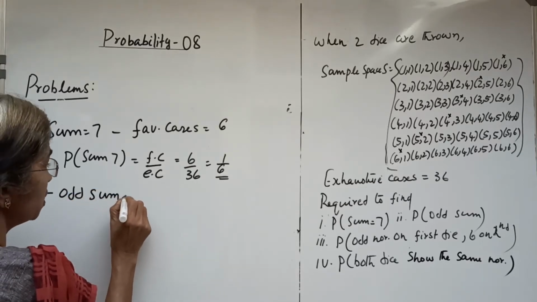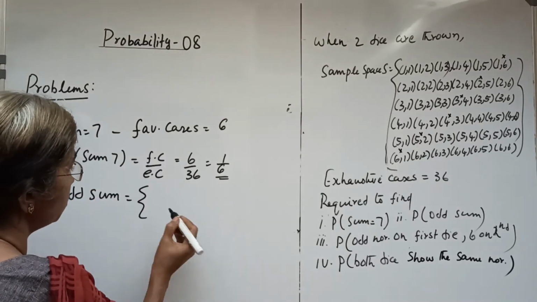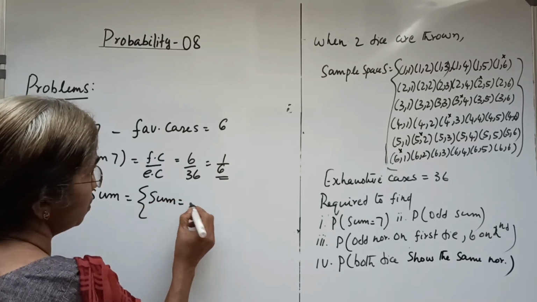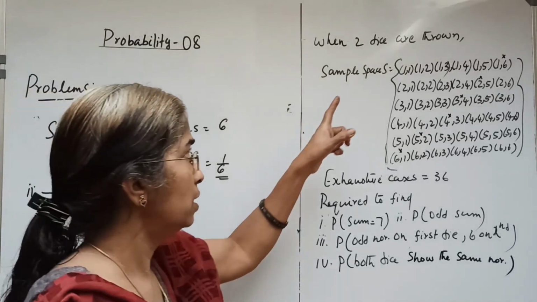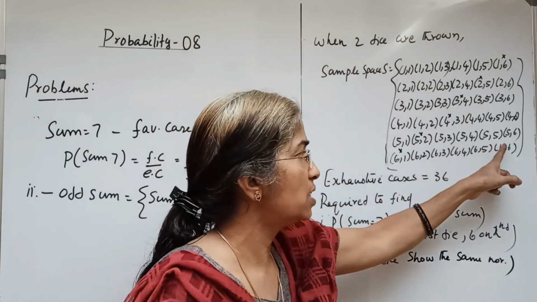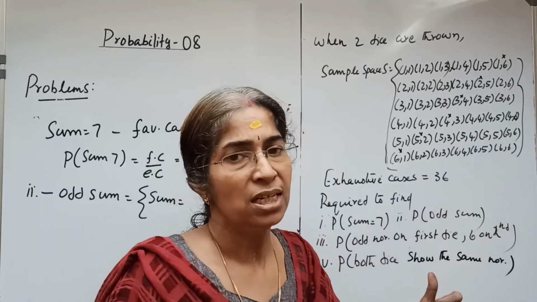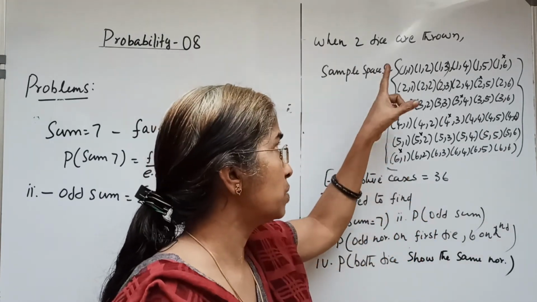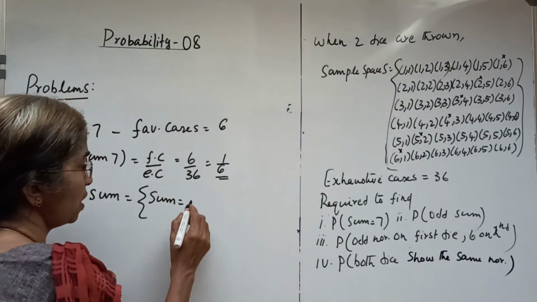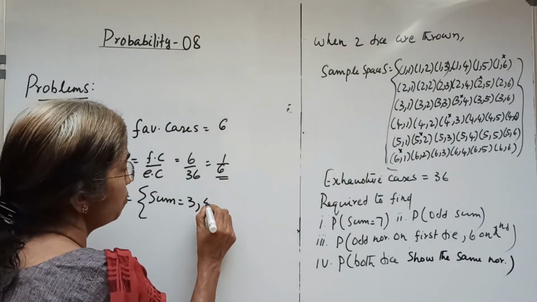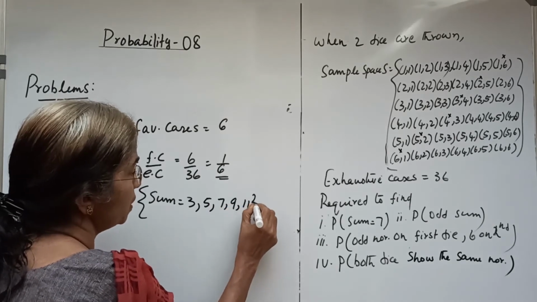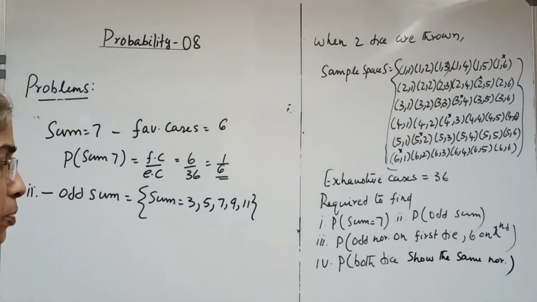So, odd sum means what are the possible cases? Consider the first element is 1, 1 and the last element is 6, 6, so that the sum is equal to 2 up to 12. Odd sum means sum equal to 3, sum equal to 5, sum equal to 7, sum equal to 9 and sum equal to 11.